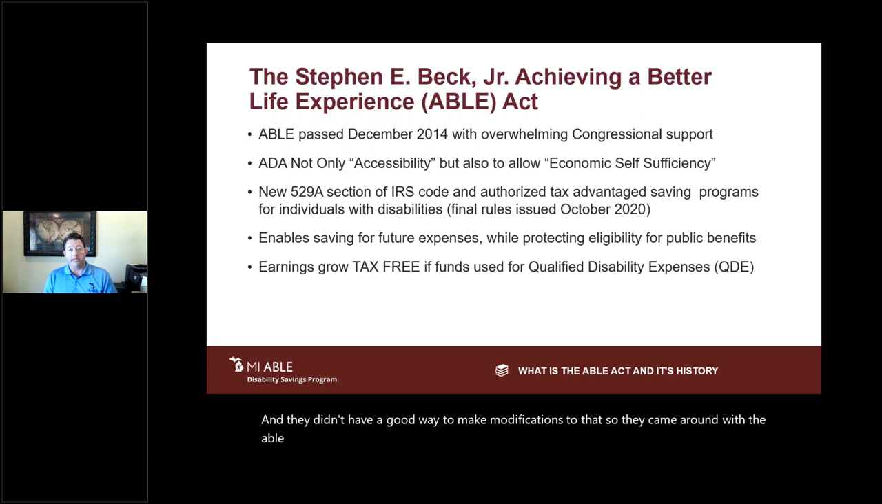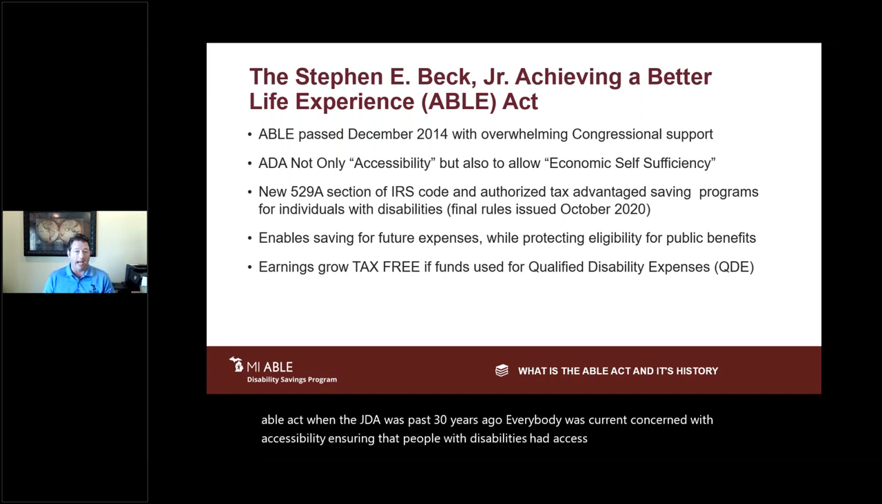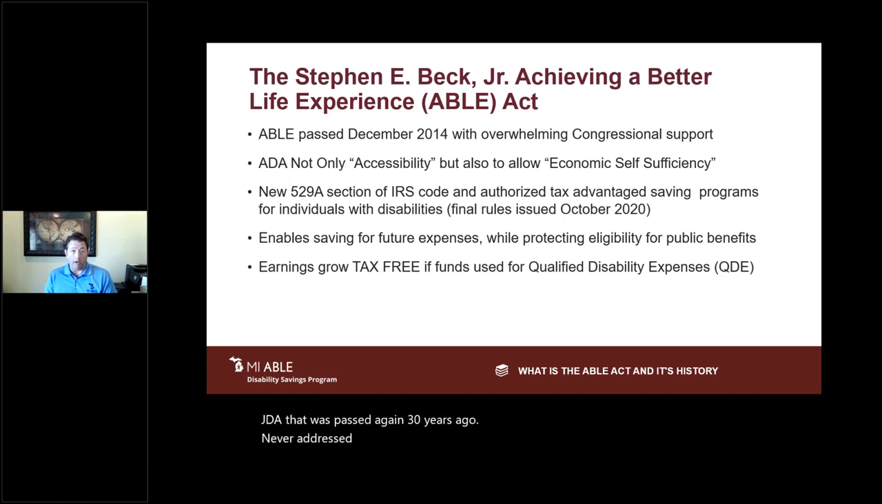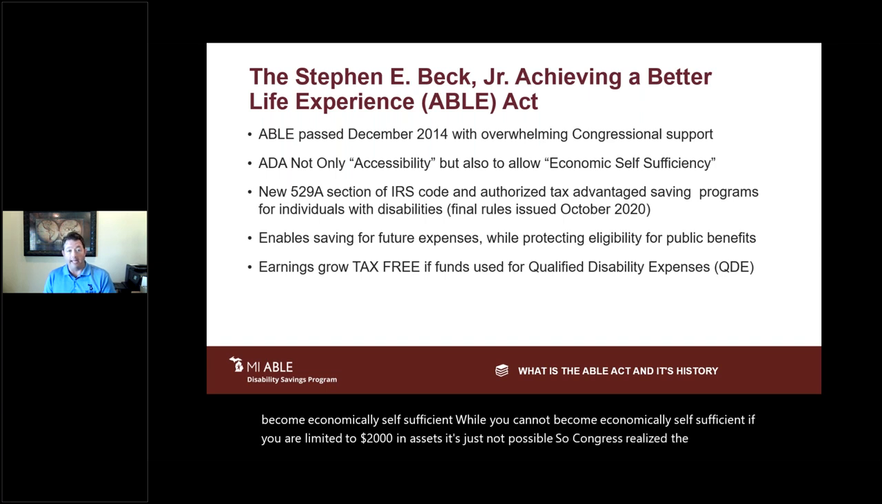When the ADA was passed 30 years ago, everybody was concerned with accessibility, ensuring that people with disabilities had access to schools and museums and libraries and things of that nature, public places. And we've done a really good job of ensuring that people with disabilities have access to those places. But the second part of the ADA that was passed, again, 30 years ago, was never addressed. The second part of the ADA was the ability for individuals with disability to become economically self-sufficient. Well, you cannot become economically self-sufficient if you are limited to $2,000 in assets. It's just not possible. So Congress realized the short-sightedness of that, and they created the ABLE Act.